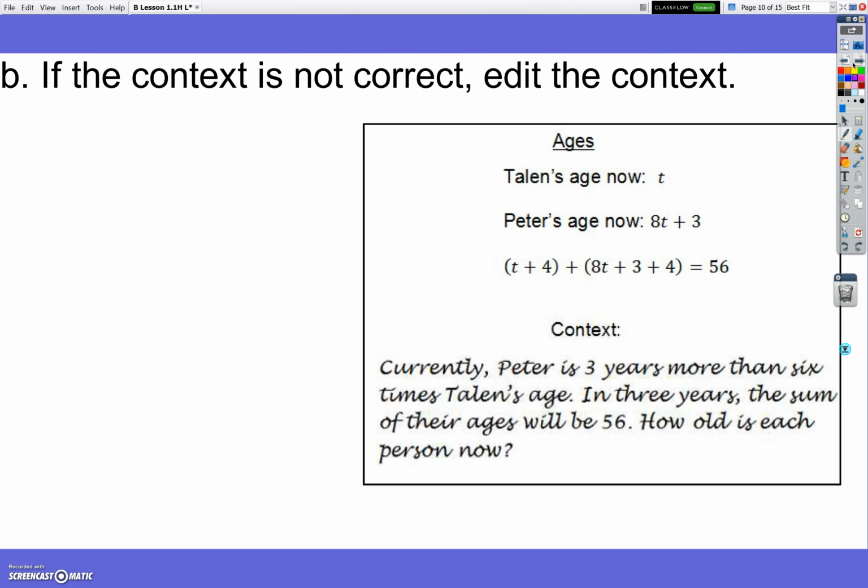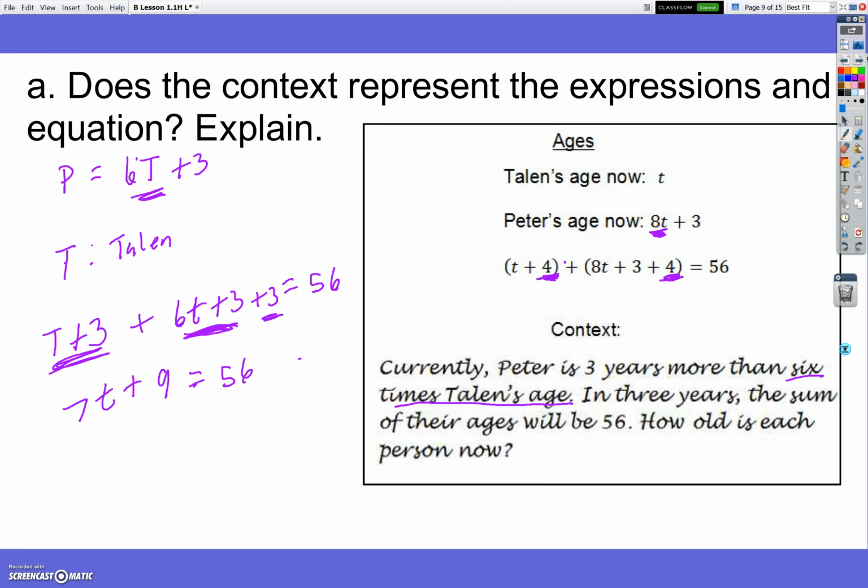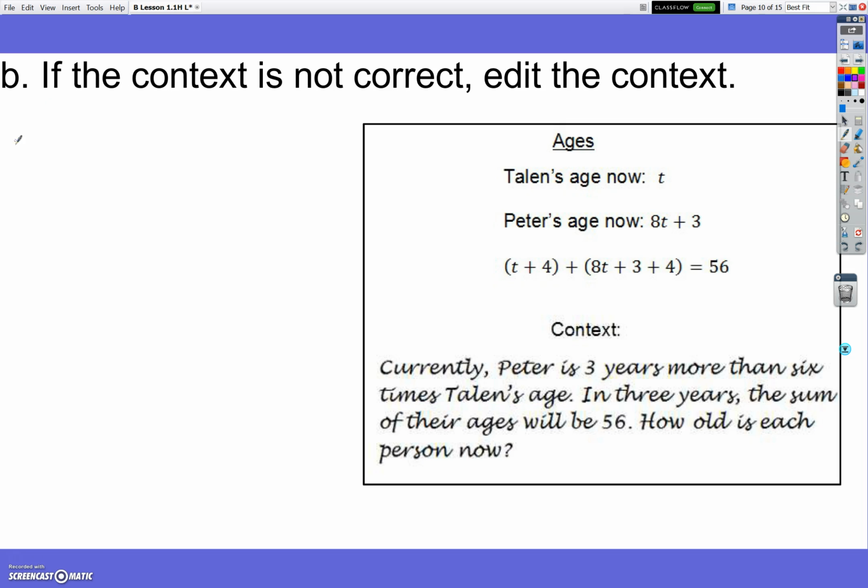Alright, next, if the context is not correct, edit the context. So we already did that here. We said Peter is 6t plus 3. Talon is just t. And then it said in 3 years, so that would be Talon in 3 years, and Peter in 3 years. This is a t, not a plus sign. This would add up to 56.